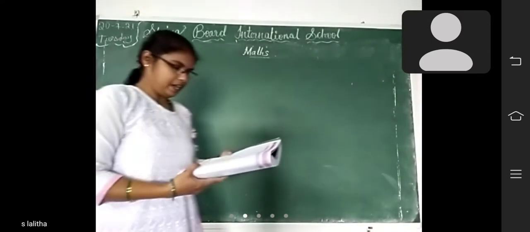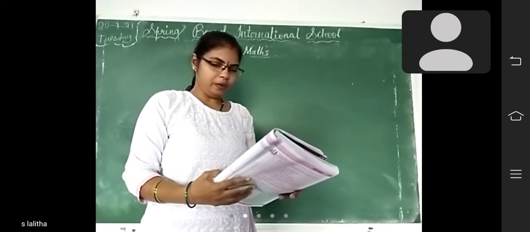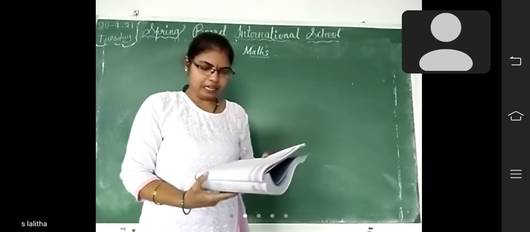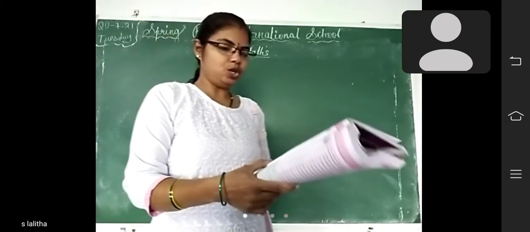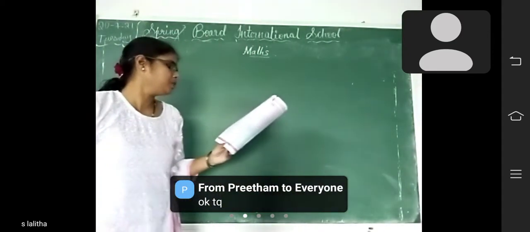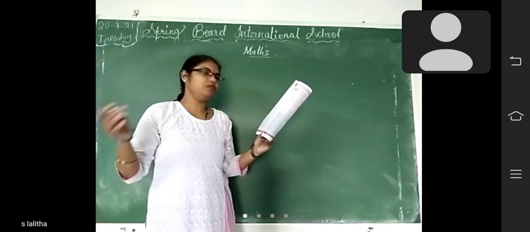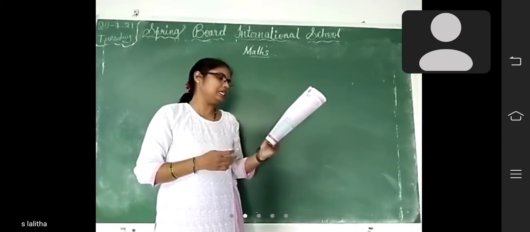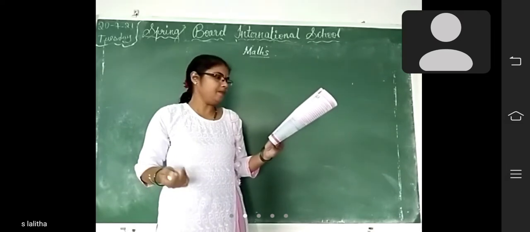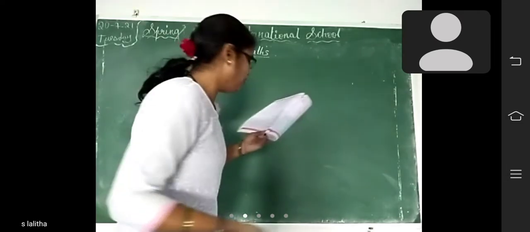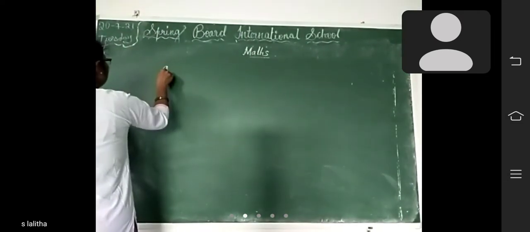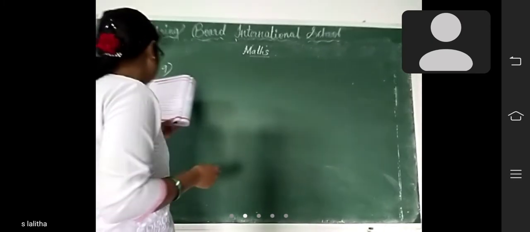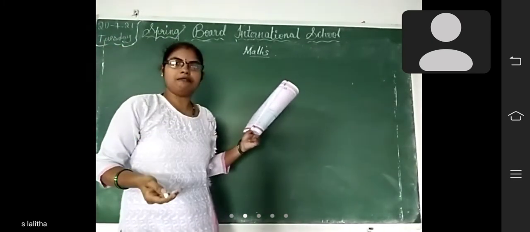Next question, see children, 9th one. What number should minus 33 by 16 be divided by to get minus 11 by 4? Understand this statement, children. What number should minus 33 by 16 be divided by? You will get the answer minus 11 by 4. So which number should you divide minus 33 by 16 by to get minus 11 by 4?